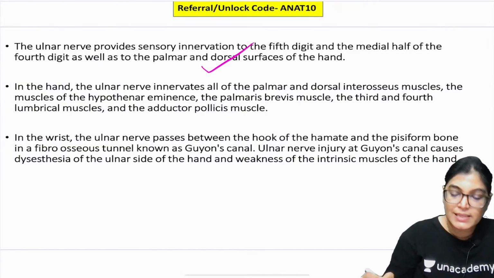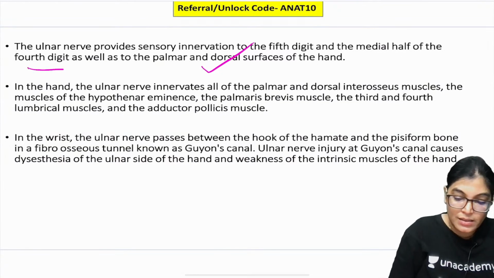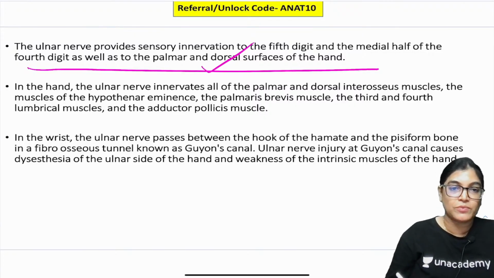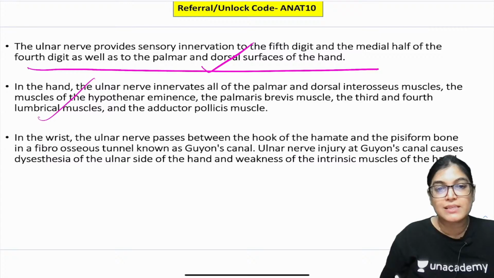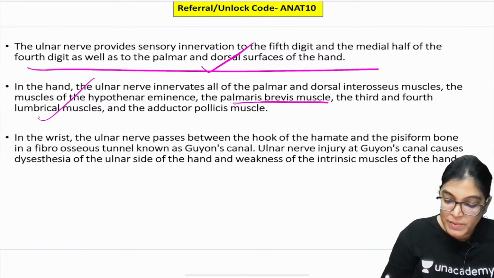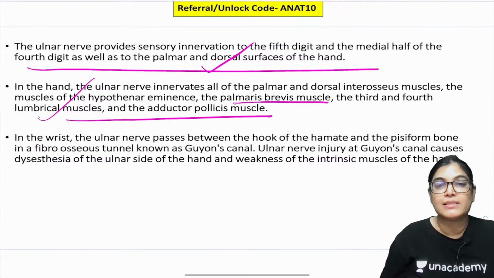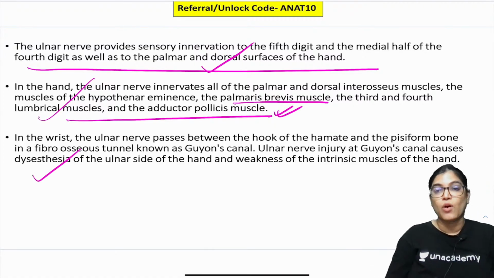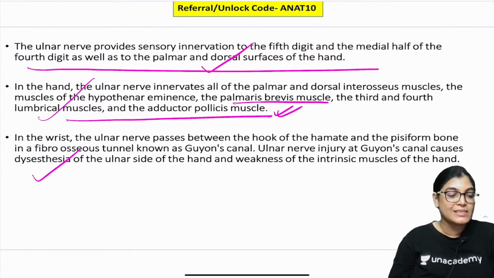The ulnar nerve provides sensation to the fifth digit and medial half of the fourth, and the medial palmar aspect of the hand. It innervates all the intrinsic muscles of the hand and also the palmaris brevis muscle, third and fourth lumbricals and adductor pollicis. That means it gives innervation to the intrinsic muscles of the hand.